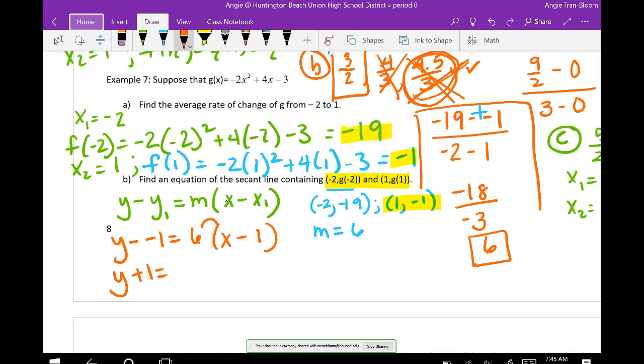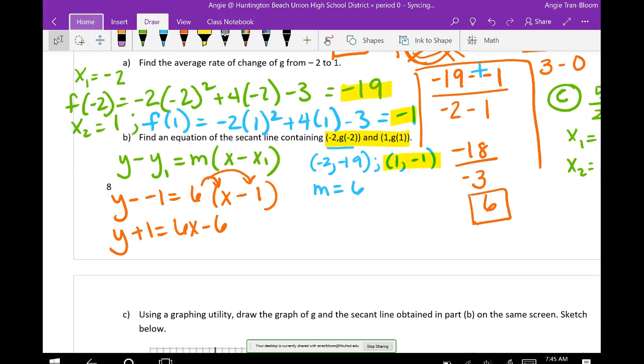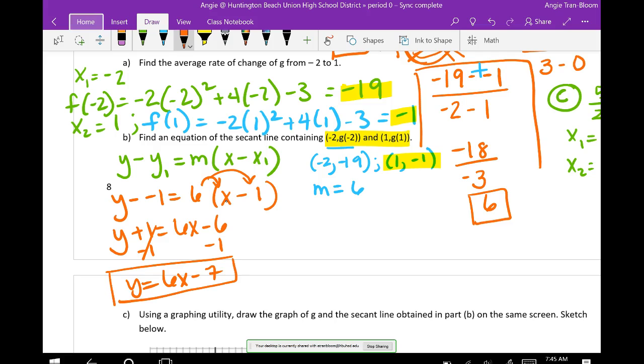So here we go. Can I distribute with a 6, guys? Okay, so that's 6x minus 6. How do we solve for y? Subtract 1 from both sides. Okay, so y equals 6x minus 7. That is your equation of the line, in this case a secant line.